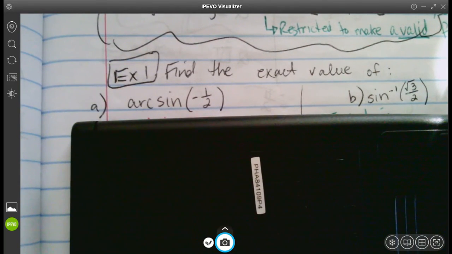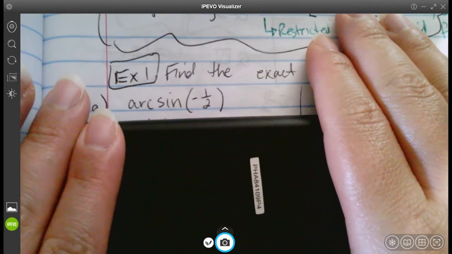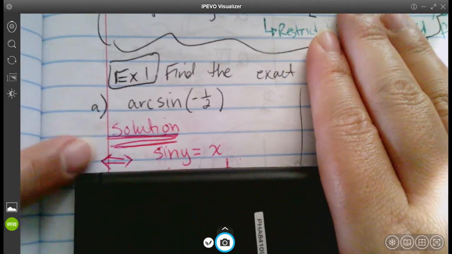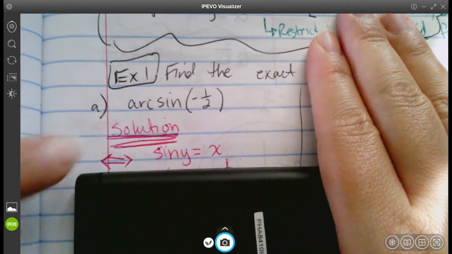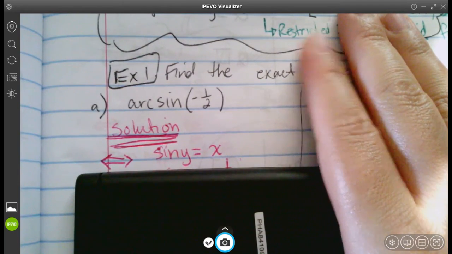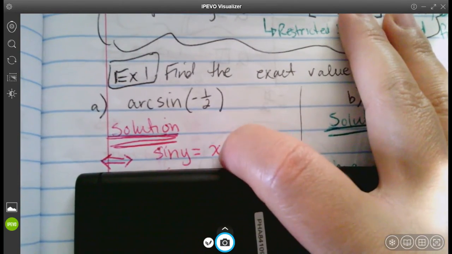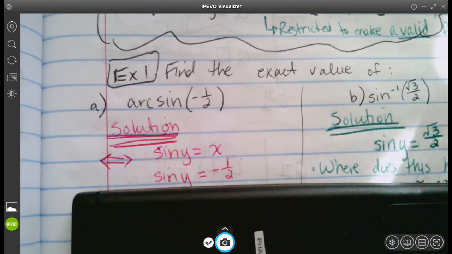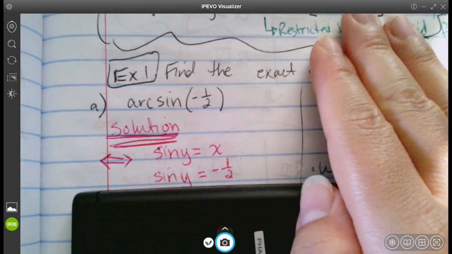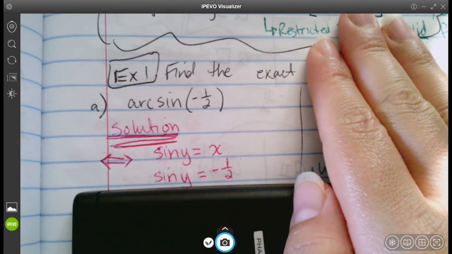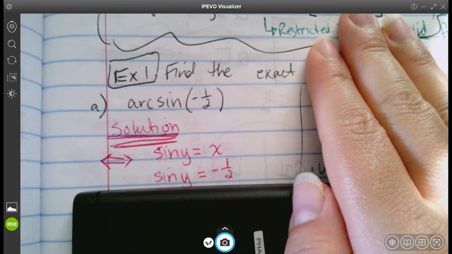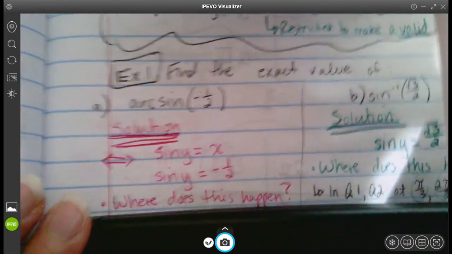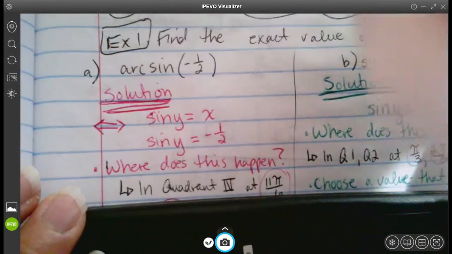Okay, so what I'm going to do for this is rewrite this in terms of the other one. So here's our solution. We're going to rewrite it with the equivalent statement sine of y equals x. Basically I'm going to plug this value in where my x is, because this represents x. And I'm going to ask myself, where is my sine, so where is the y value equal to -1/2? Okay, so where does this happen? Well, it happens in a few places, okay? It happens in quadrant 4.